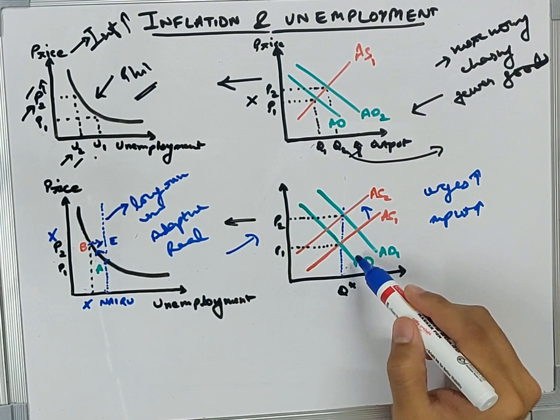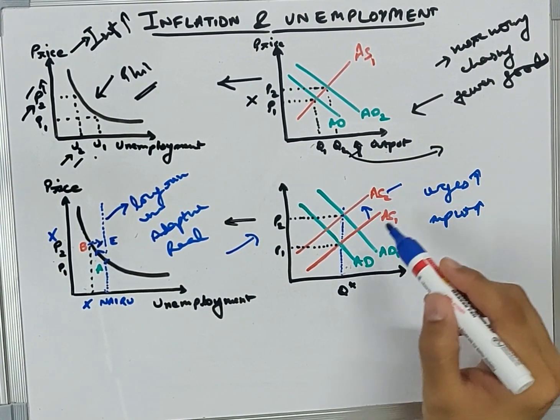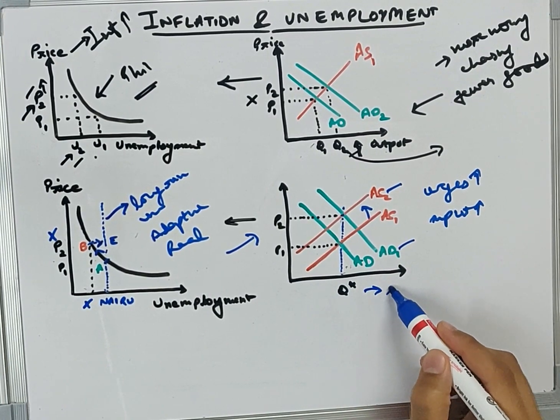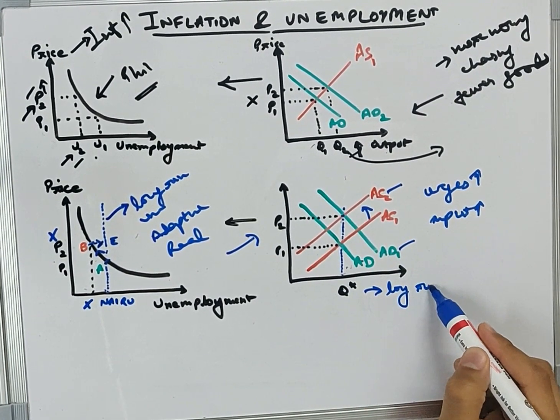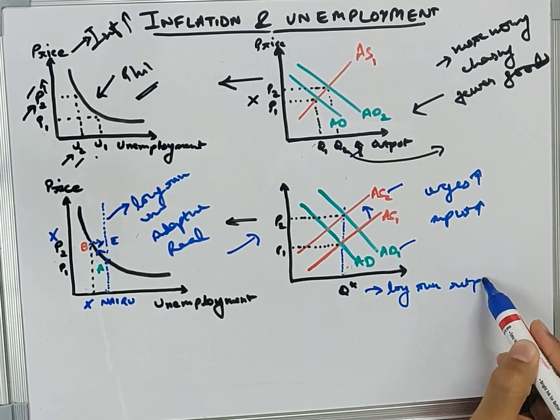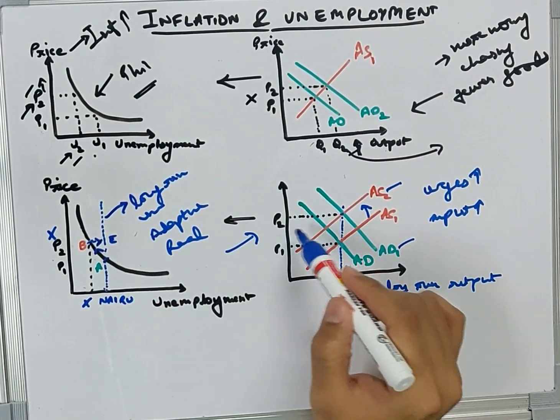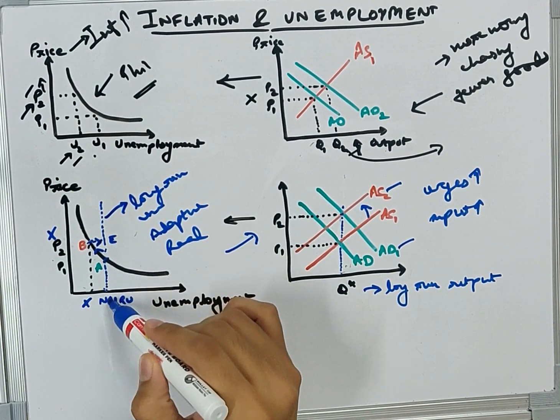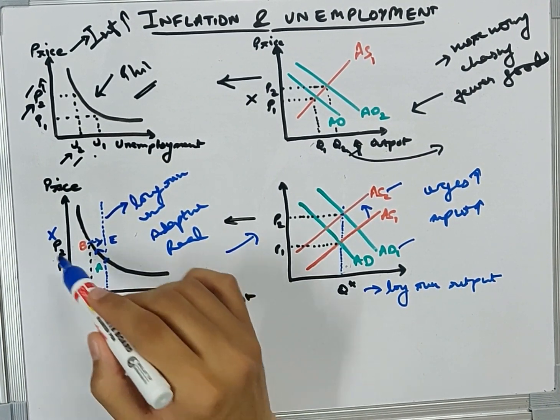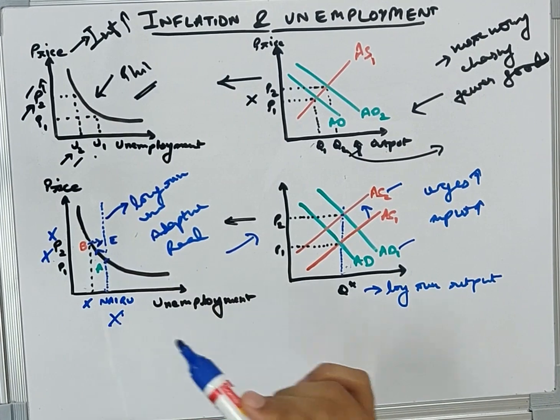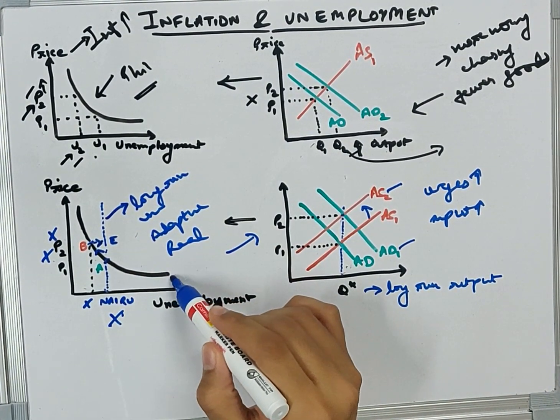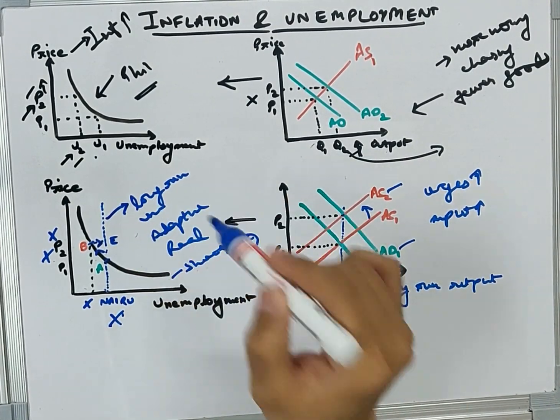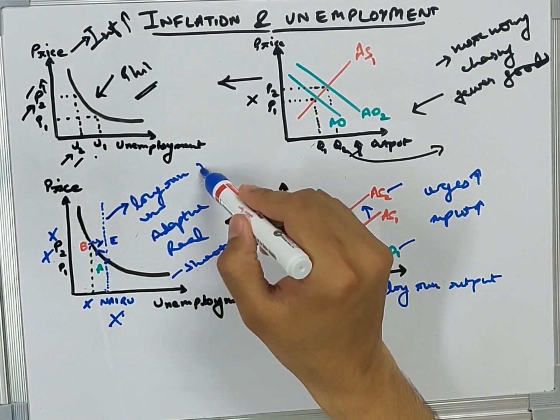The new demand and new supply would meet at the level Q star, which is the economy's long run output, and therefore in the long run this would translate into point E, which is at the same level of unemployment at a higher price level. Therefore, this is the short run Phillips curve and this is the long run Phillips curve.